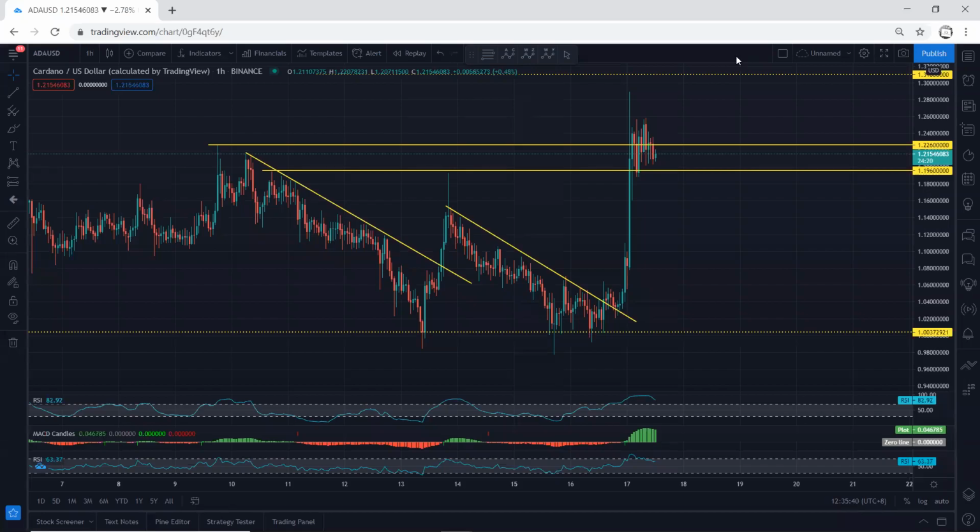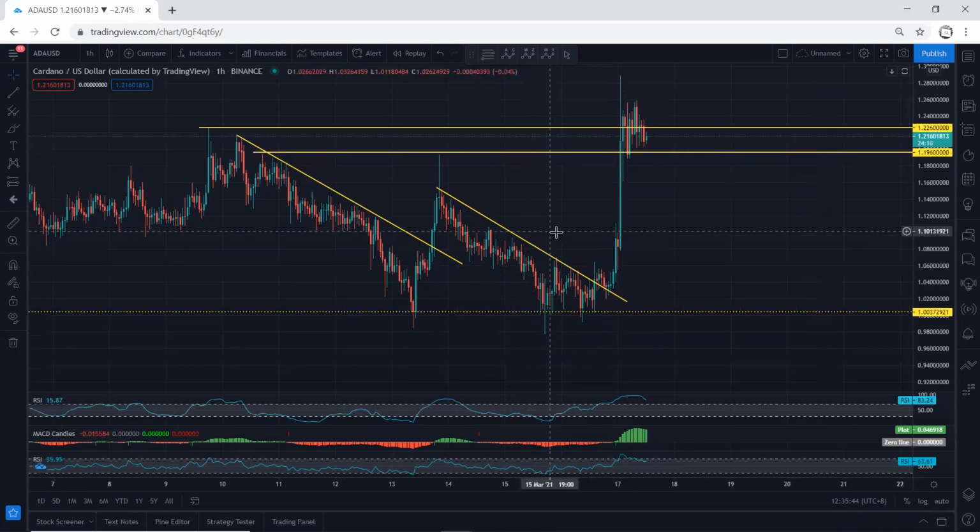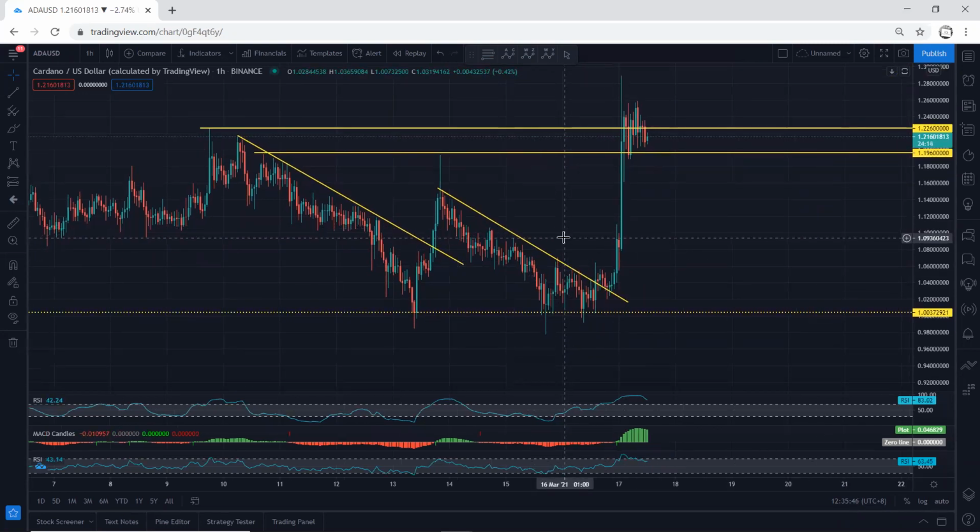ADA, we start with the 1 hour chart. Okay, first of all, if we refer to our analysis, we put the virtual line here. We mentioned if we want to look for buy, we have to wait for the breakout of the top. Actually, if we follow based on the breakout of this top, we get the small correction here.